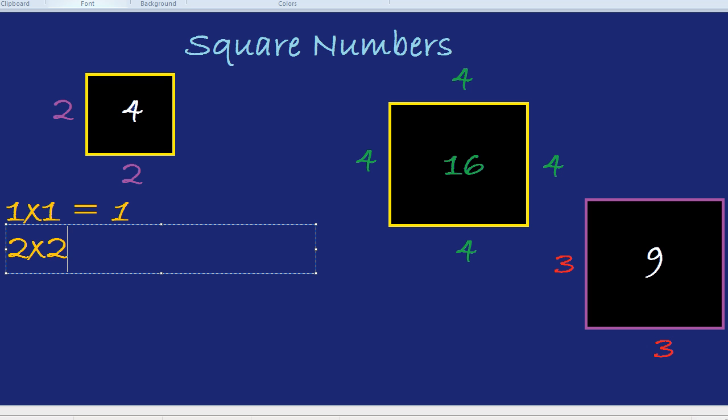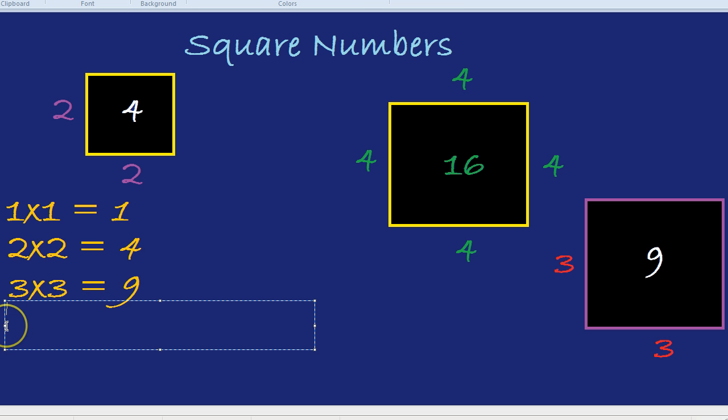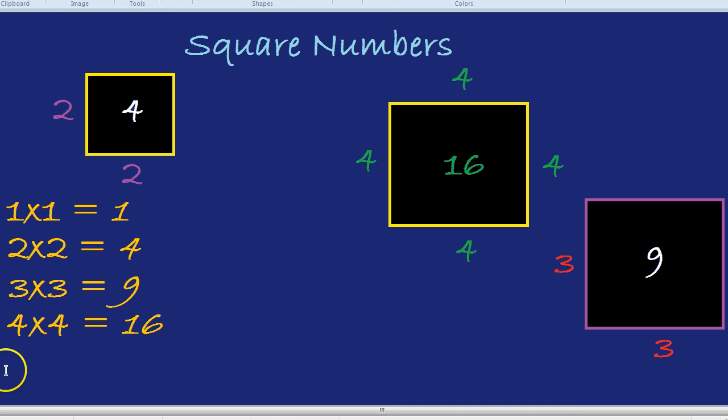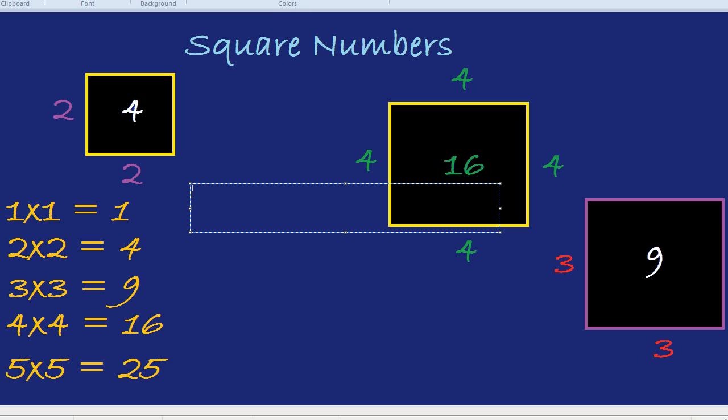2 times by 2 equals 4. So 4 is a square number. 3 times by 3 equals, and you'll start to guess them ahead of me now, 9. So 9 is a square number. 4 times by 4 is 16. So indeed, 16 is a square number. 5 times by 5 is 25. So 25 is another square number. These are all worth memorizing, by the way. They are incredibly useful in all different types of exams.